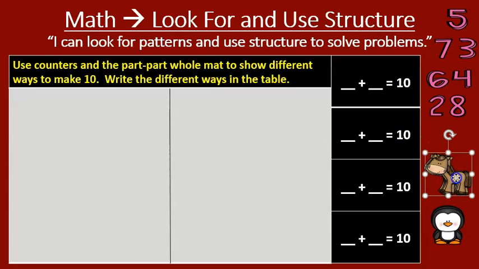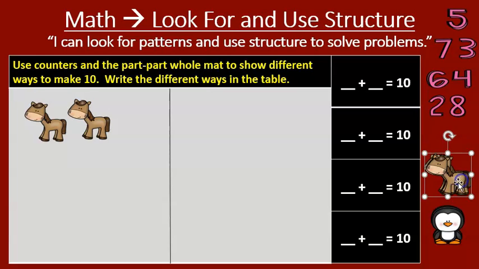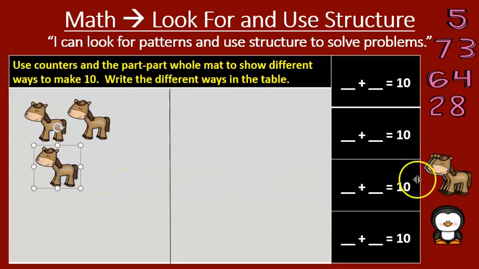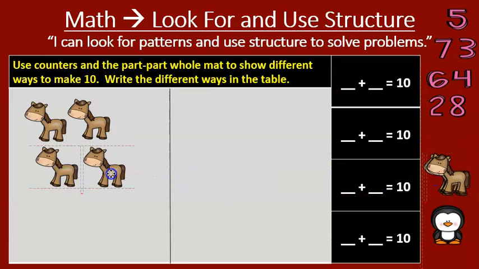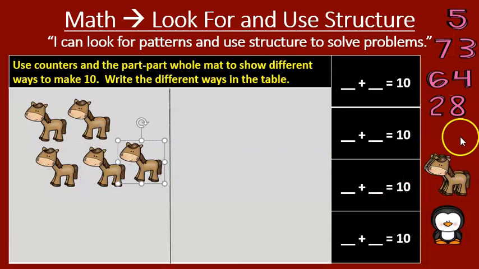So let's do this together, okay? Let's put 5 over here. Count with me. 1, 2, 3, 4, and 5. Okay, let's just put 5 horses there, okay? Now, there's 1, 2, 3, 4, 5. How many horses are on this side? 5. Good job.